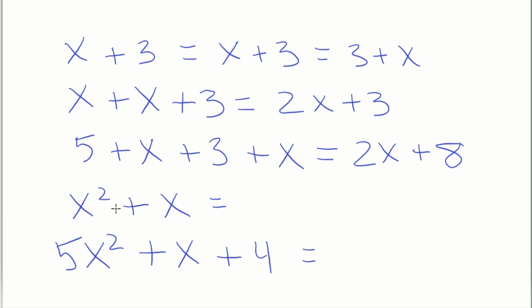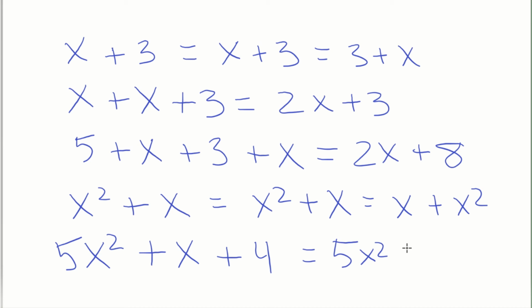Now here again, you cannot mix x squared and x when you're adding. You can multiply them, but you can't mix them when you're adding. So this simply equals x squared plus x. You can't do anything else with that. You can say it equals x plus x squared, but that's all you can do. It's still pretty much the same. And this one here is the same thing. You got 5x squared and you got an x and a 4, so you can't do anything with that either. It still equals 5x squared plus x plus 4.